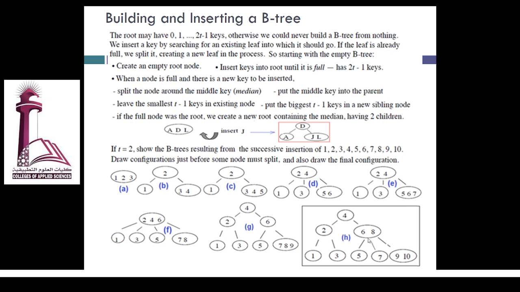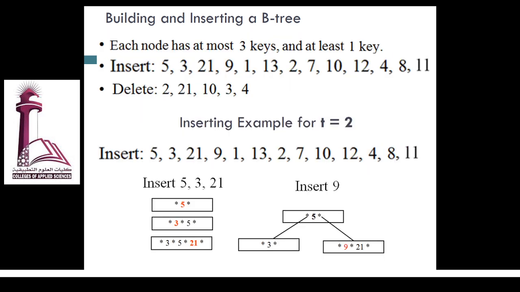So 2 keys, so it must have 3 children. So 5 is the leftmost child, and then 7 is the middle one, and then 9, and along with 9, 10 is also added. So this is the final B tree if you want to insert these values. Then we will have another example. So what is this example?